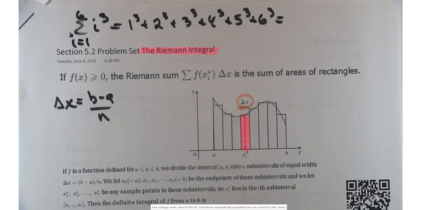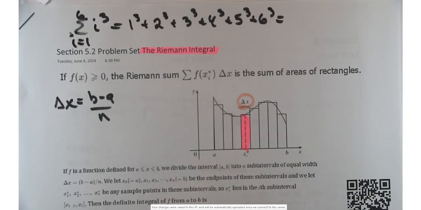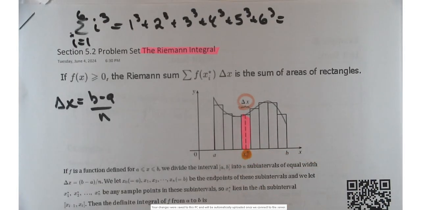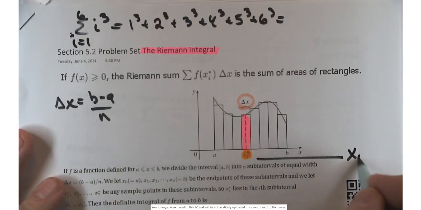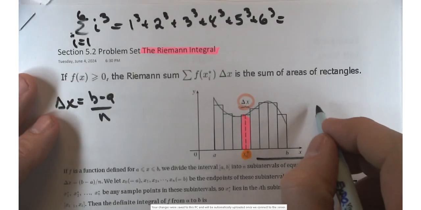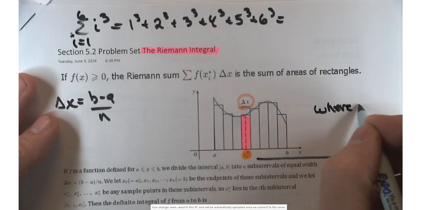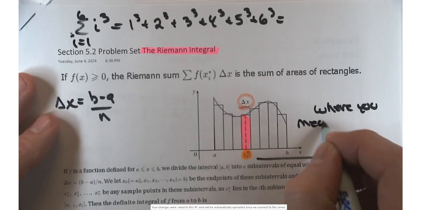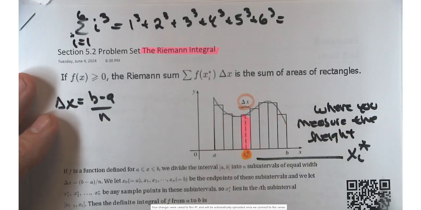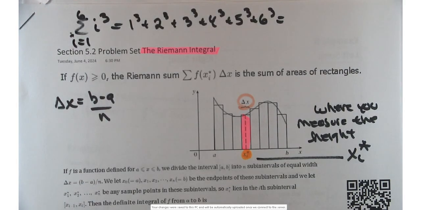Now where are we going to measure the height of this interval? Well, that's going to vary depending on what approach you're taking. But for right now, let's just call it x sub i star. That's where you're going to measure the height of your rectangle. So that's where you measure the height.